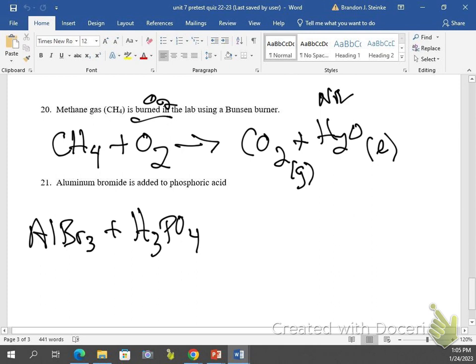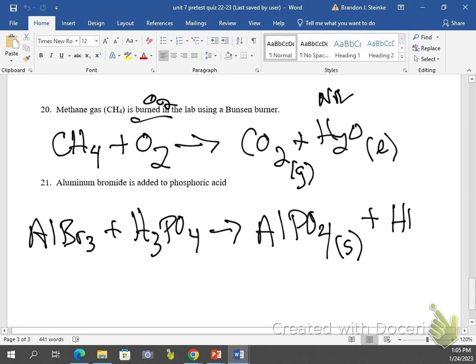One second. That forms aluminum phosphate. Those threes cancel out. And this is going to form a solid if you look at your solubility chart. And then HBr, all acids are aqueous. So it should have been AQ. And if it says to balance if it occurs, we would balance this one because this reaction does happen. In this case, you just left it alone. Okay?